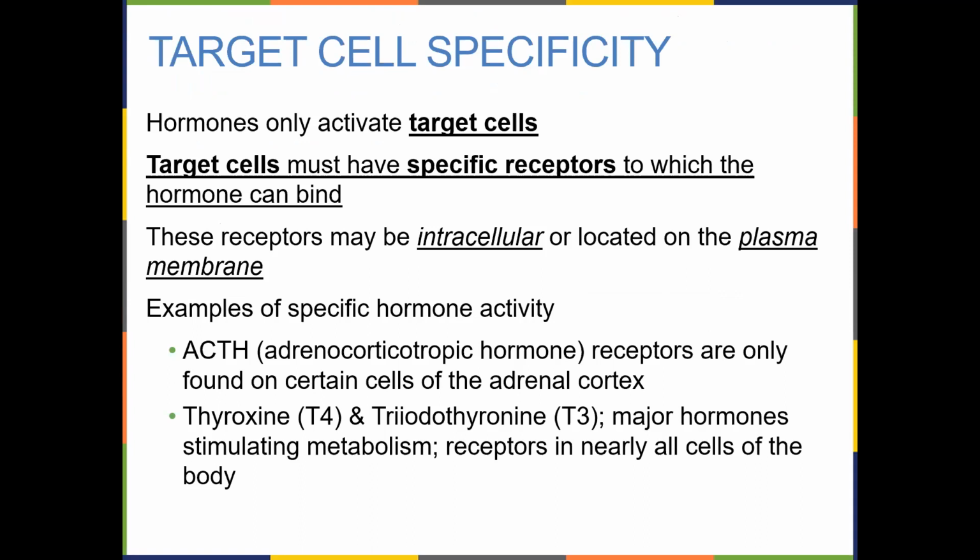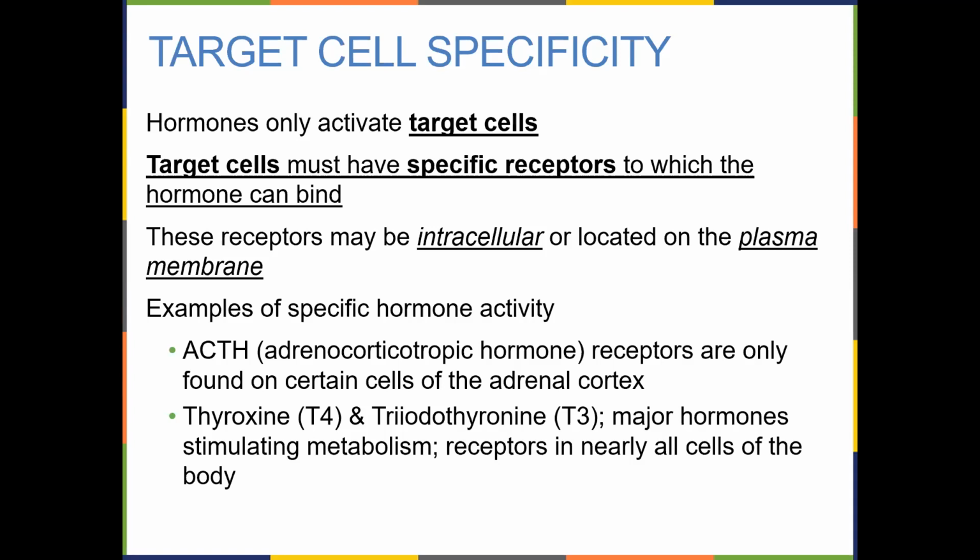Target cells. Target cells have specific receptors, like I said, like the lock and key approach. Some hormones are very specific. ACTH, receptors for adrenocorticotropic hormone. ACTH is a hormone released by the pituitary gland, telling the adrenal cortex, the outer layer of the adrenal gland, to do something.